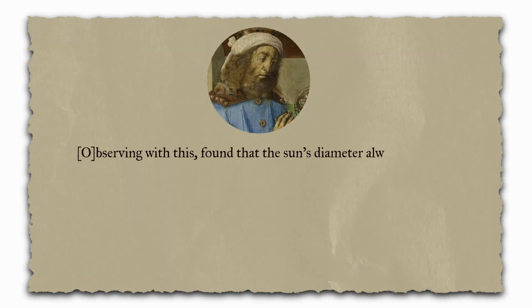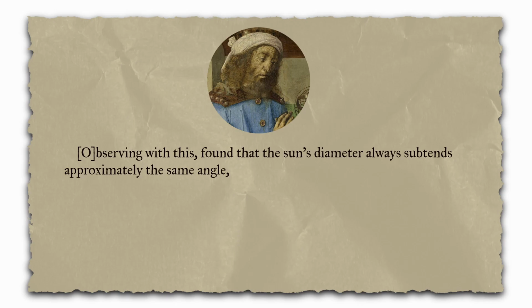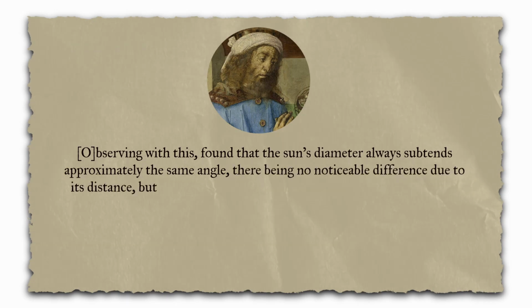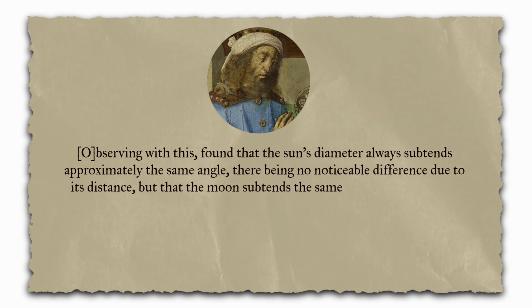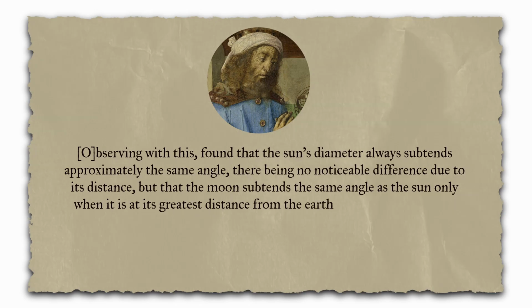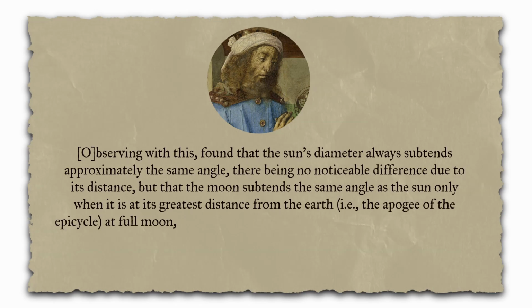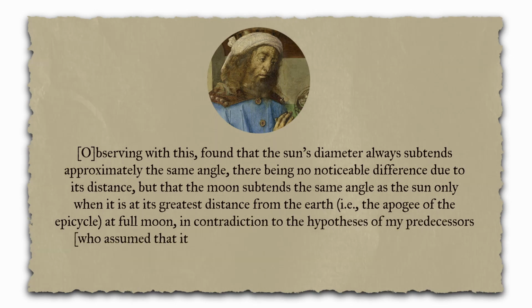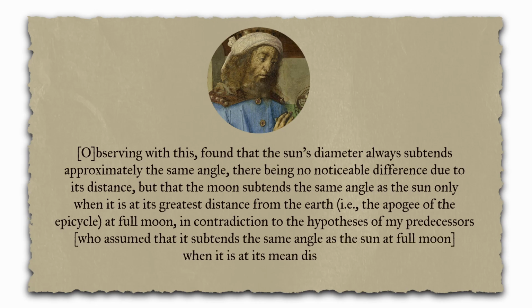Using this instrument, Ptolemy found that the sun's diameter always subtends approximately the same angle, there being no noticeable difference due to its distance, but that the moon subtends the same angle as the sun only when it is at its greatest distance from the Earth, i.e. at the apogee of the epicycle, at full moon, in contradiction to the hypothesis of my predecessors, who assumed that it subtends the same angle as the sun at full moon when it is at its mean distance.